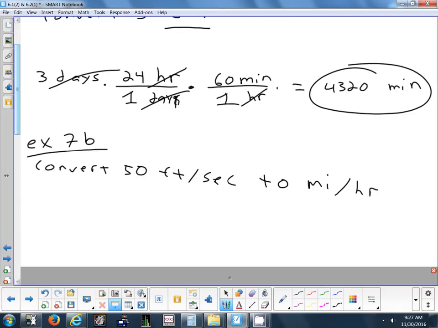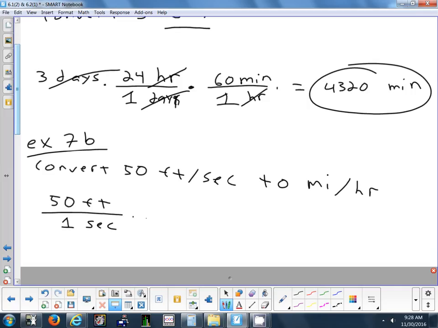All right, the next one we're going to do, this is a rate. So this has 2 components to it. It's got a distance and a time. It tells me that I'm traveling 50 feet per second. Well, that's 50 feet in how many seconds? 50 feet every 1 second. So now you tackle each part of this separately. You have to change feet to miles, and you have to change seconds to hours. Which one do you want to start with? Do you want to start with the distance or the time?